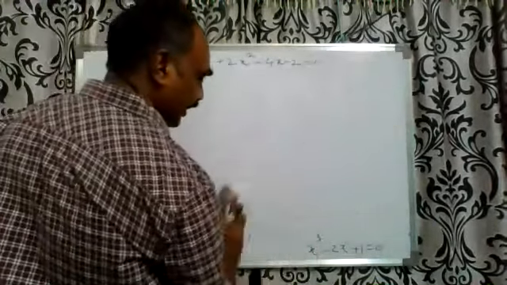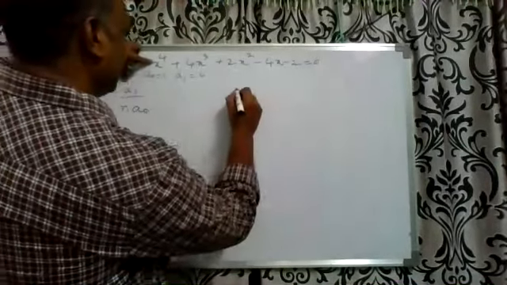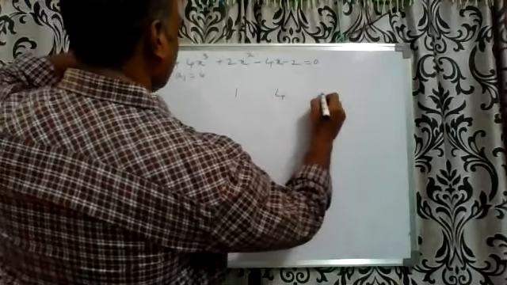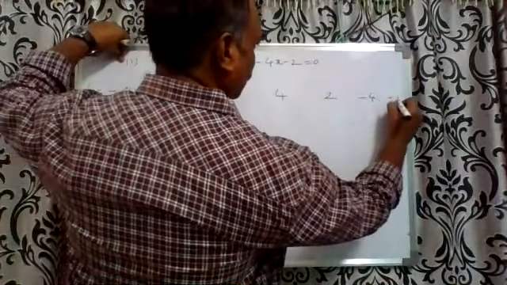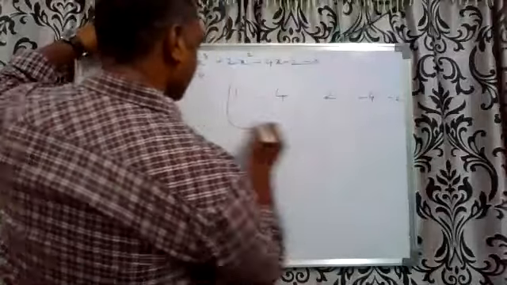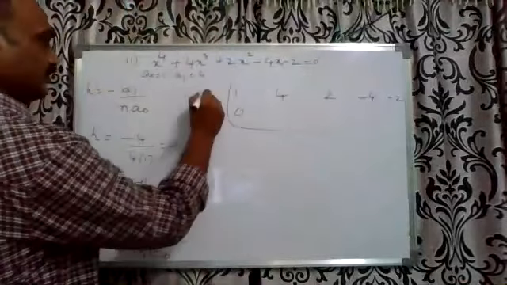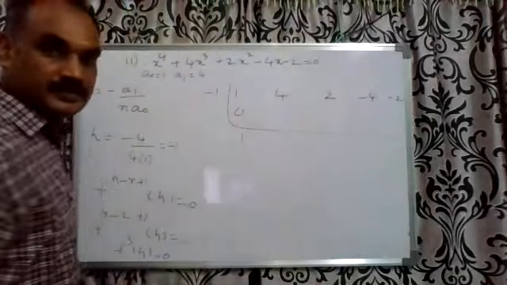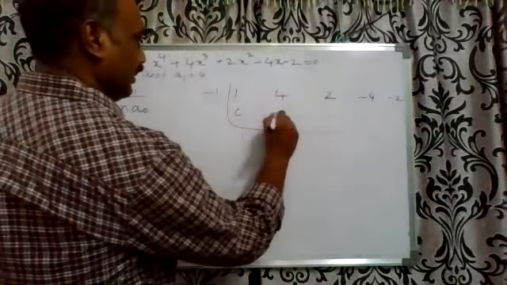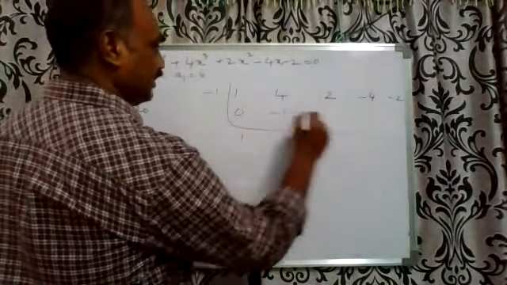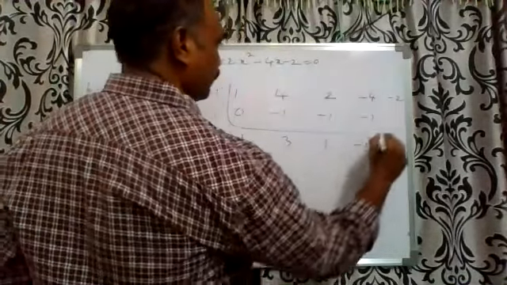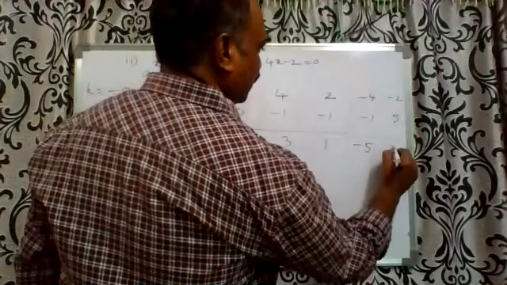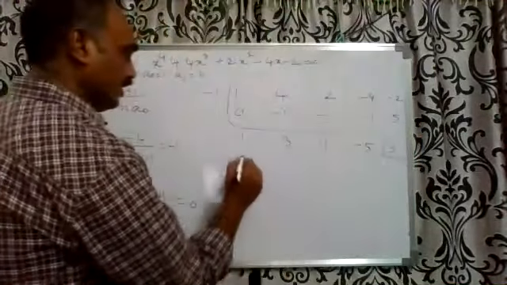So diminished by minus 1. Coefficients 1, 4, 2, minus 4, minus 2. Here 0. Diminished by minus 1. 1. 1 into minus 1, minus 1. 3. 3 into minus 1, minus 1. 1, minus 1, minus 5, plus 5. Here 3. Next 0.